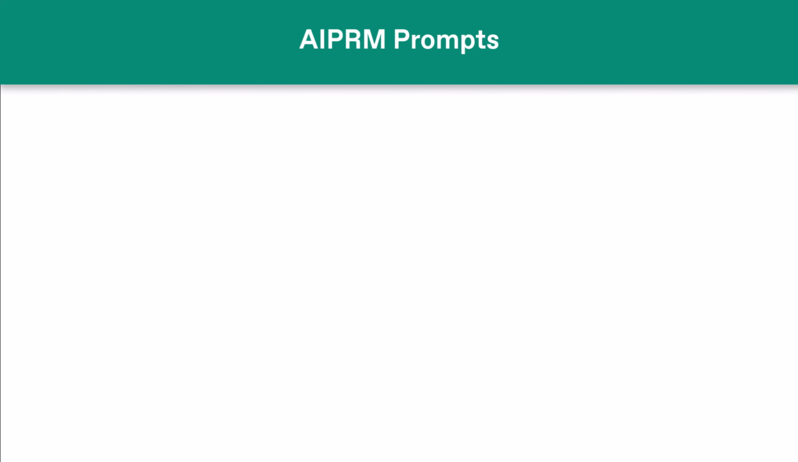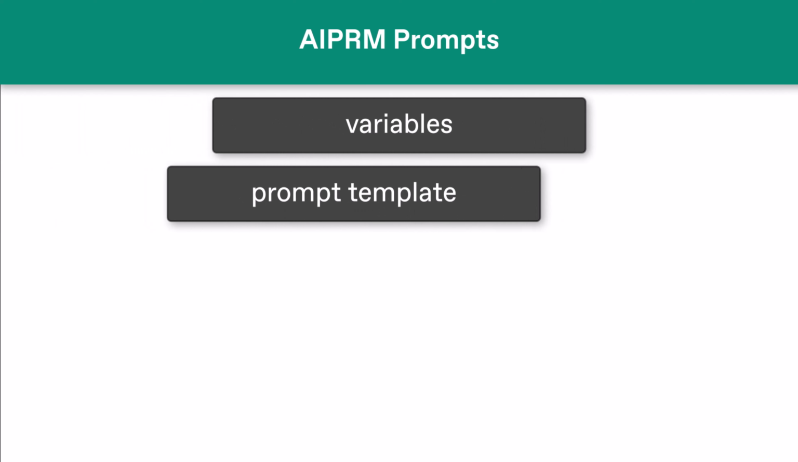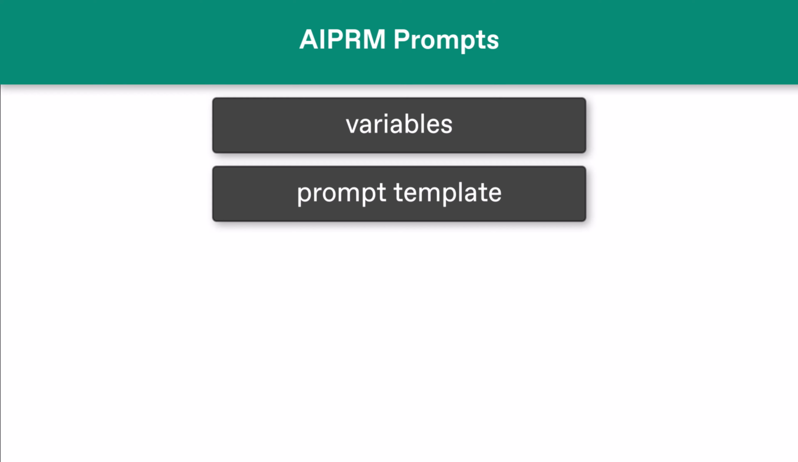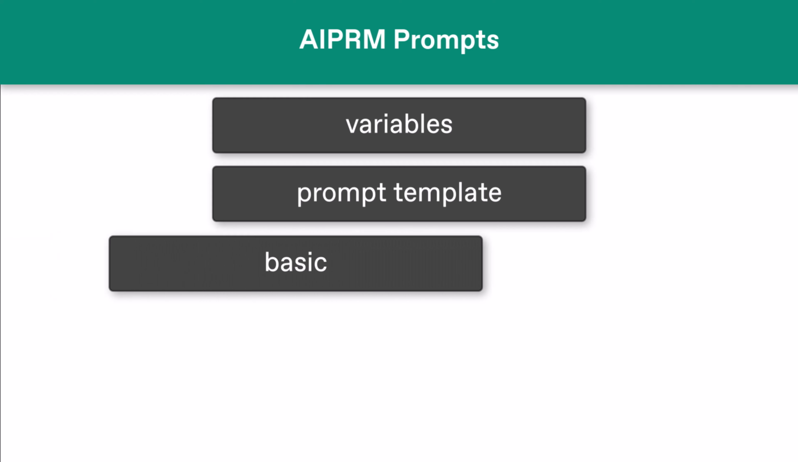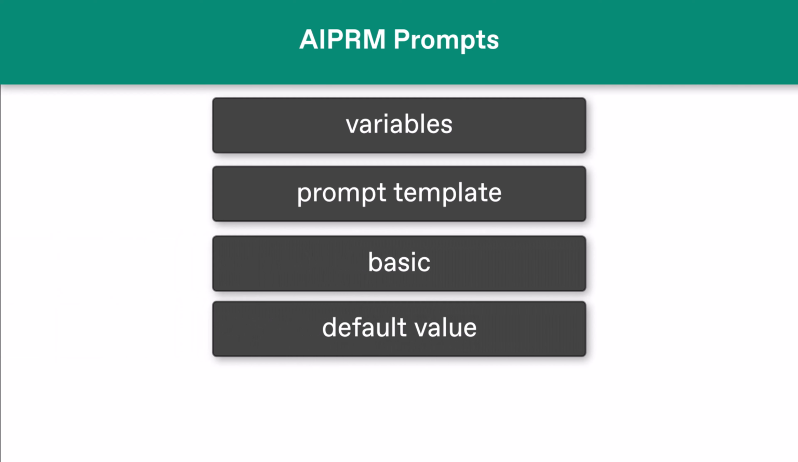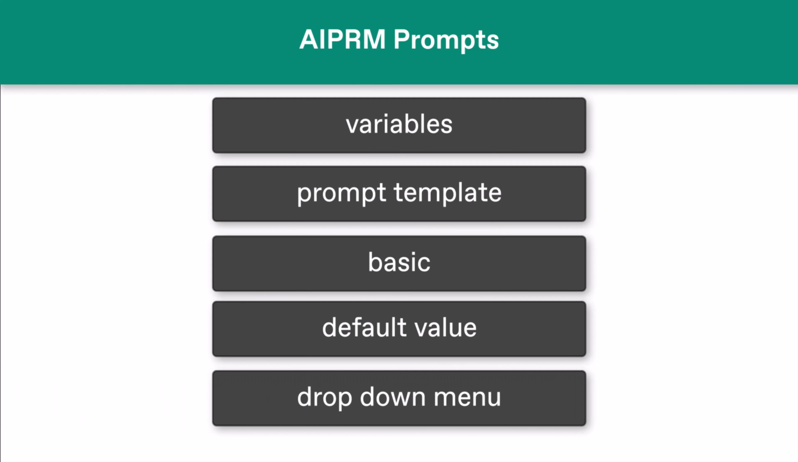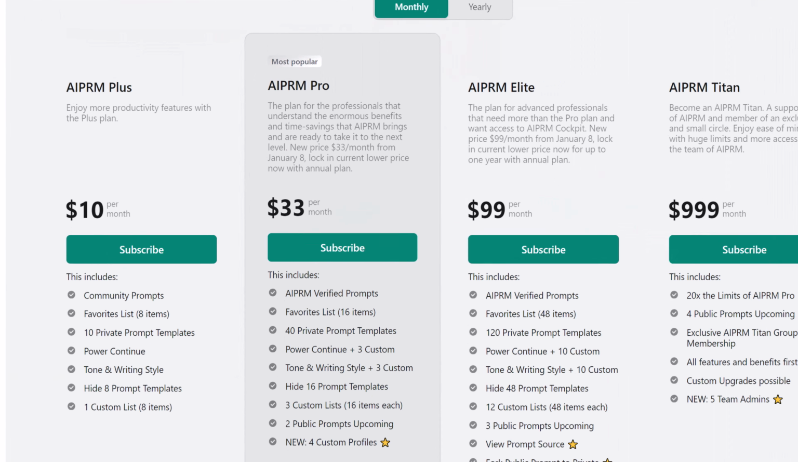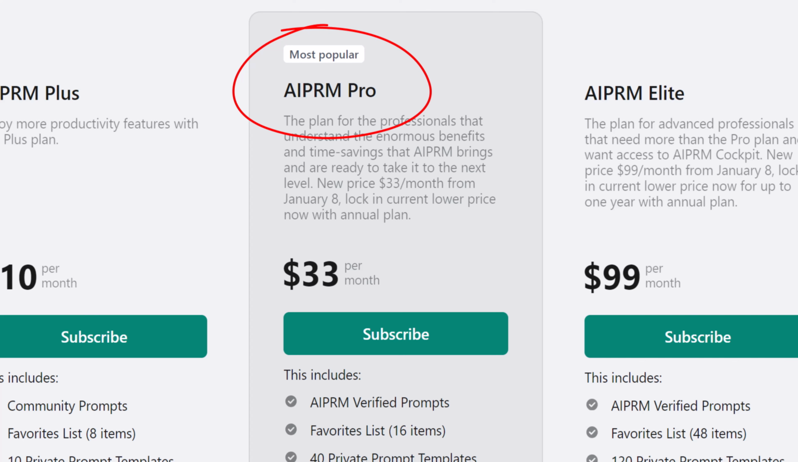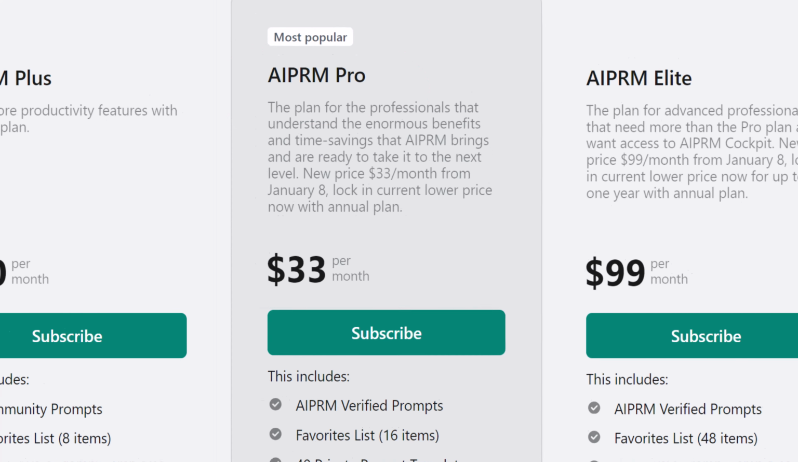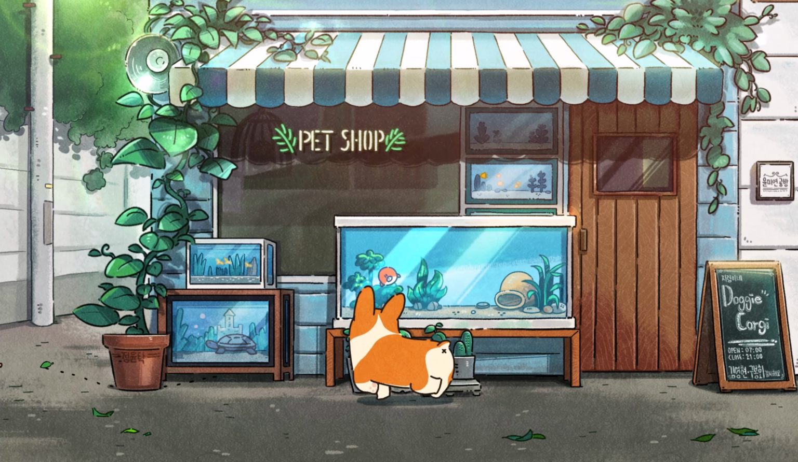In this video, you learn how to add variables to a prompt template. I'll show you three kinds of variables: basic, default value, and drop-down menu. You can create up to 6 variables per prompt if you're on the AIPRM Pro plan. First, let's look at a base case.